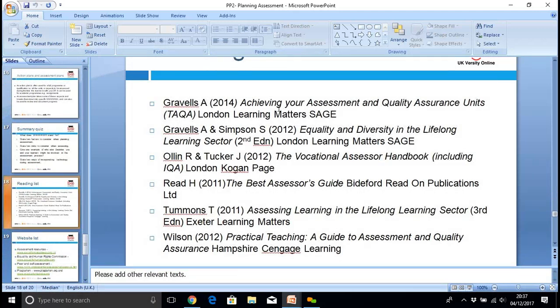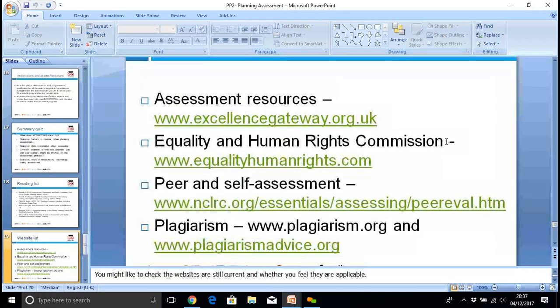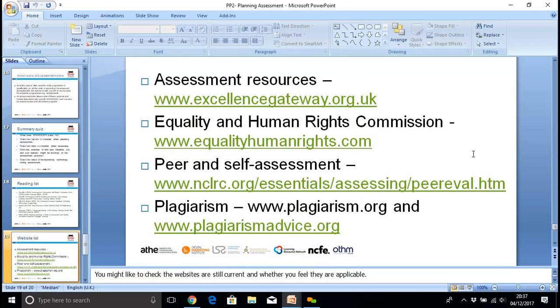There's a number of books on here, some of which are on the Moodle, some of which will be on the net, and there are some handouts as well to cover other sections. So that's a reading list for you, and there's also a website list as well. Assessment resources, Excellence Gateway, Equality and Human Rights Commission, Essentials on Assessing, Peer, and Plagiarism: advice on how to avoid it.